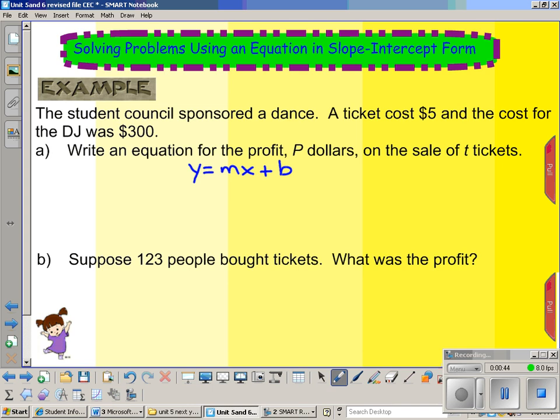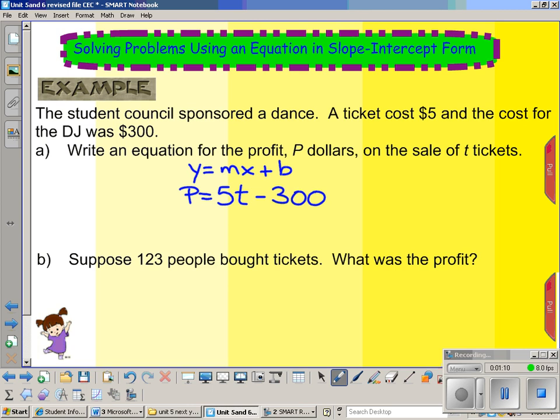Now we're looking for the profit. The profit depends on the number of tickets we have. So profit is our dependent variable, which is our y. The cost of each ticket is $5. So 5 times the number of tickets we sell. Our profit, we have to subtract the $300, which is the cost of the DJ. And that would give you your profit for the dance.